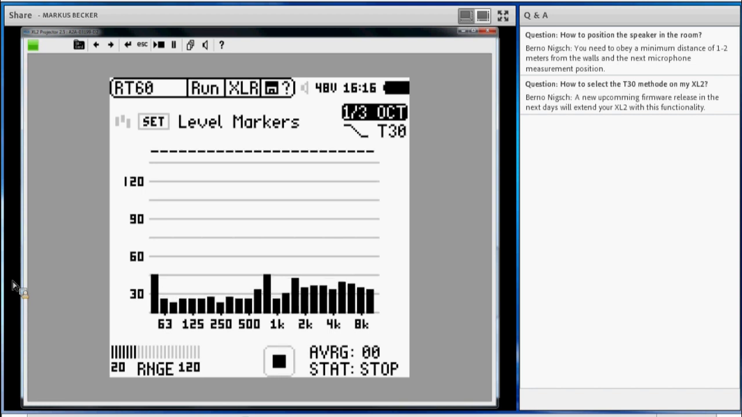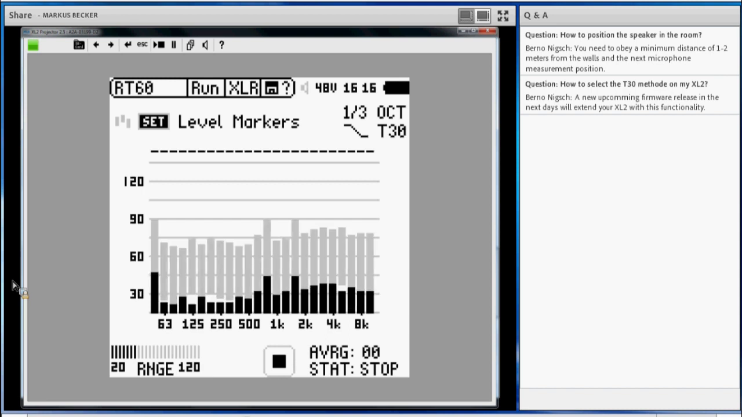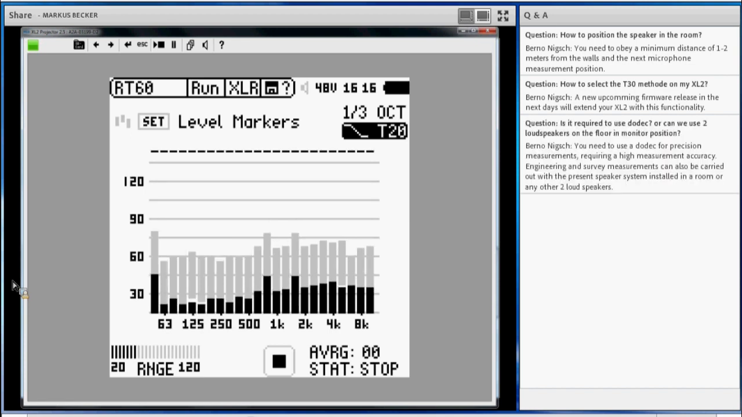Then the next step, I press this Set Level Markers button, and now you can see these gray bars. They indicate how loud my sound source must be over the full spectrum to allow a reasonable measurement of RT60 in the corresponding bands. Now I can decide whether I want to go for a T30 measurement or a T20. You see the bars become smaller with the T20 measurement and a little bit larger with the T30 measurement.